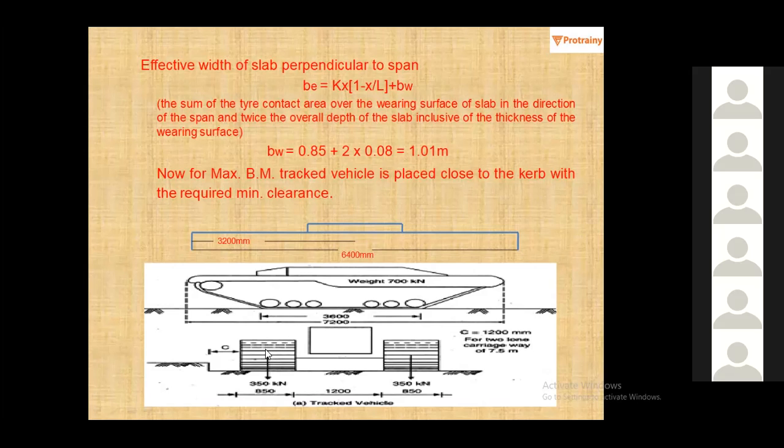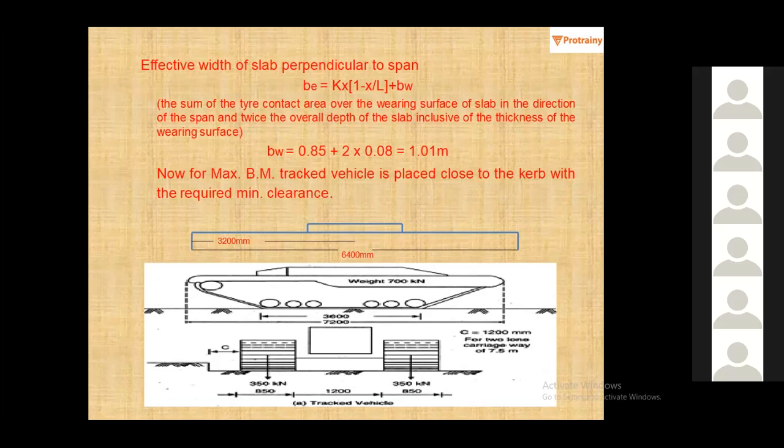This one particular track is transferring 350 kilonewton load to your slab deck, and the width of this one particular track is 850 mm. And this width and this arrangement is provided in the code. So we don't need to use any extra thought here. Just go through this arrangement, and then calculate this expression of BW.